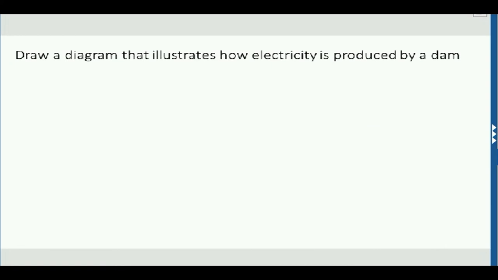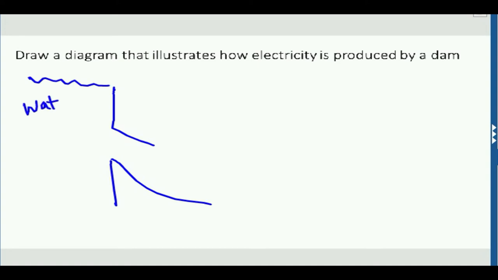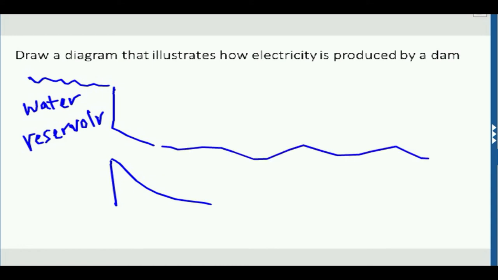Okay, so a diagram that shows how electricity is produced by a dam. So this is going to be our dam. This is our water reservoir. In Georgia, there's Lake Lanier. This would be like Lake Lanier. And then this is your river.